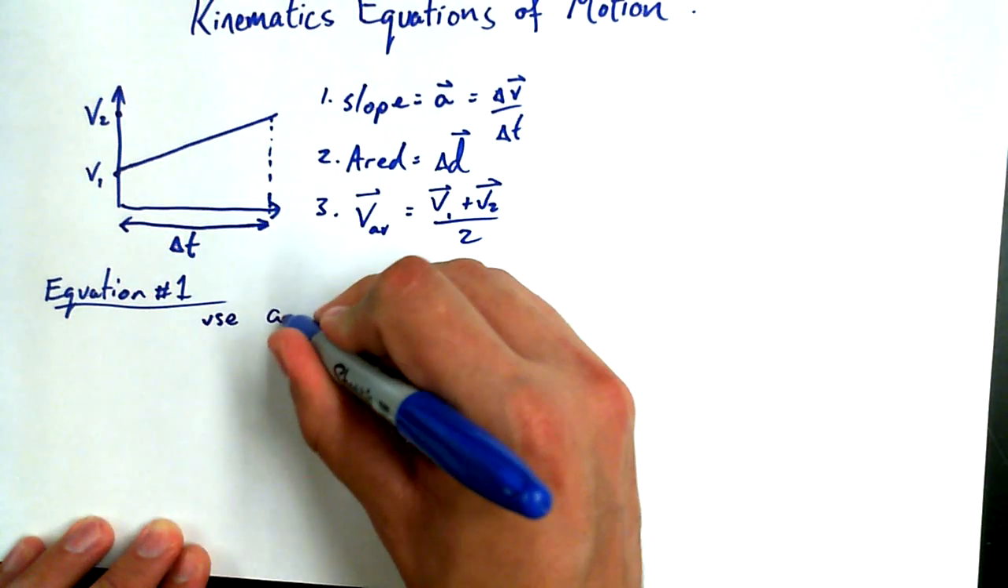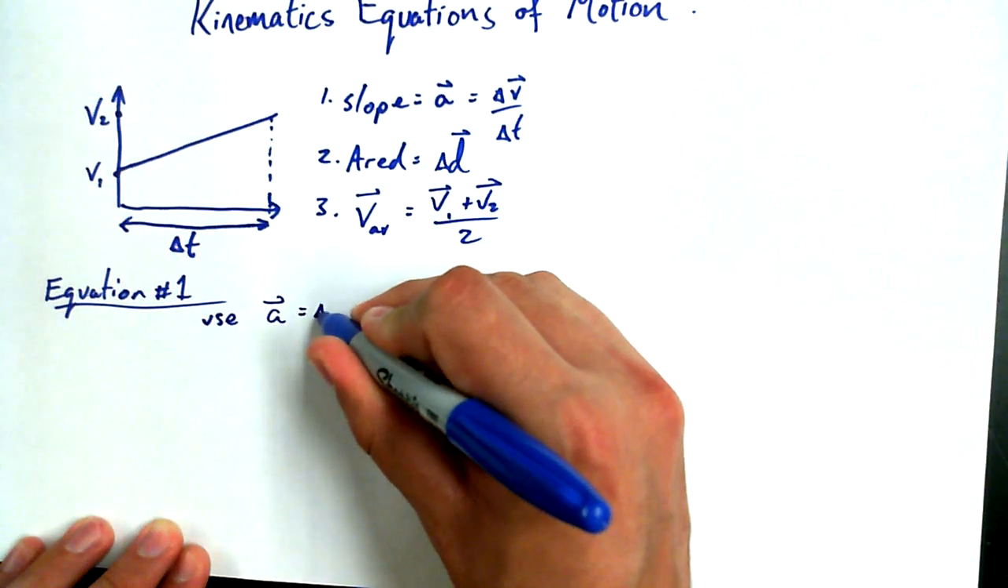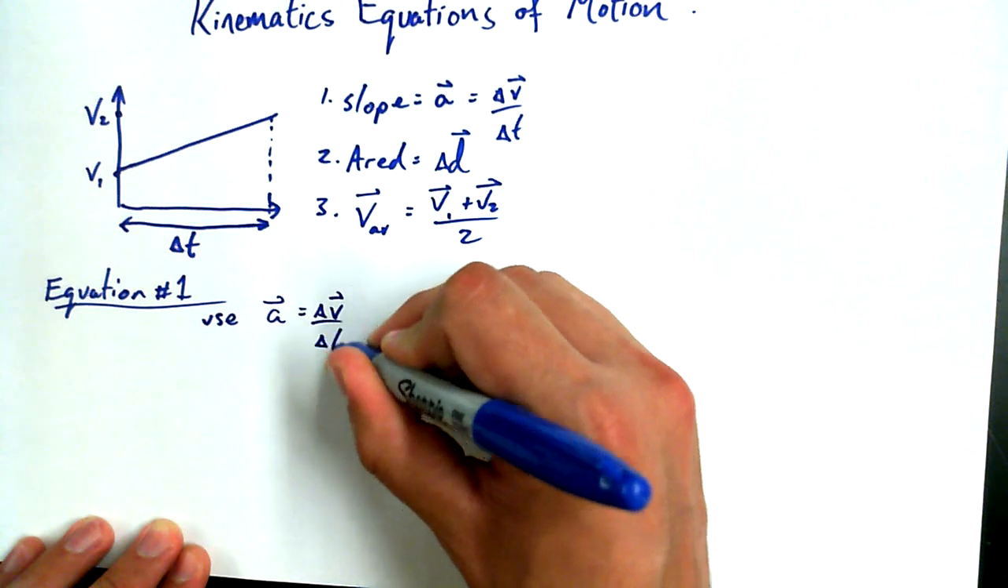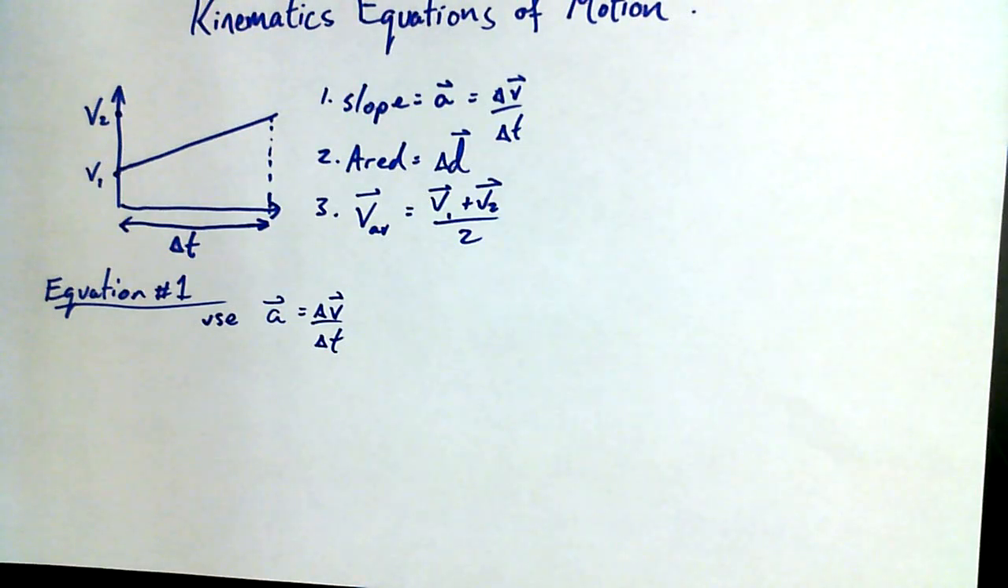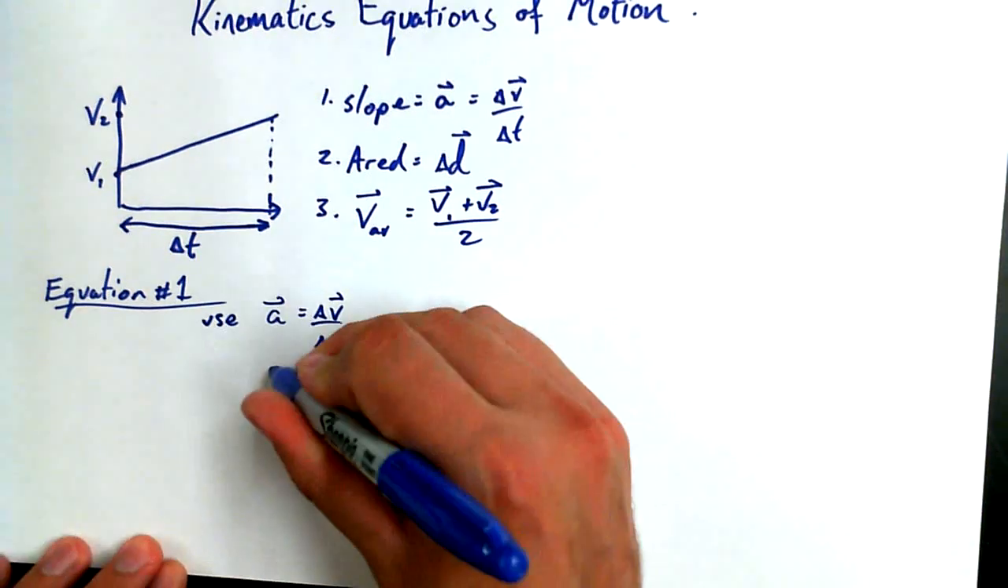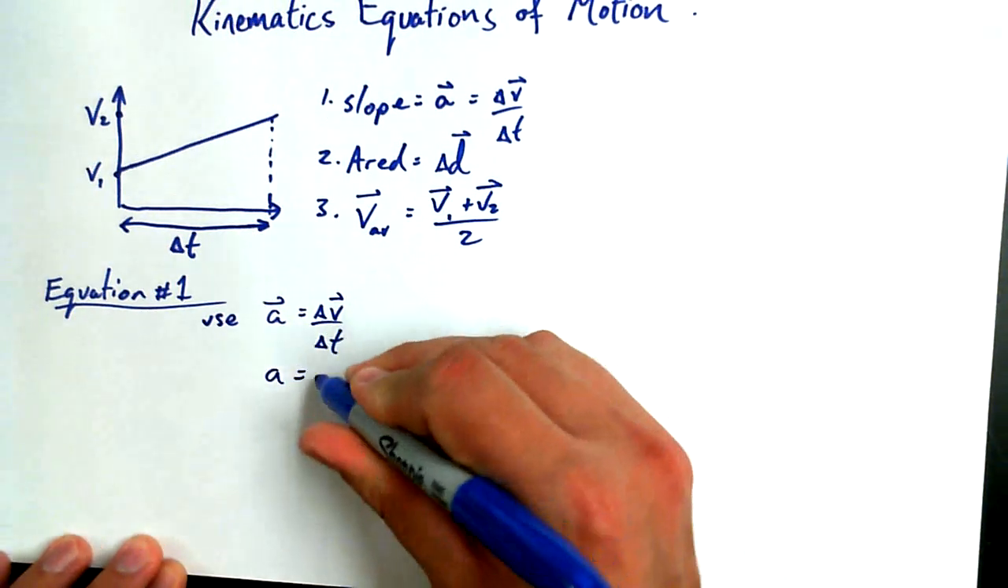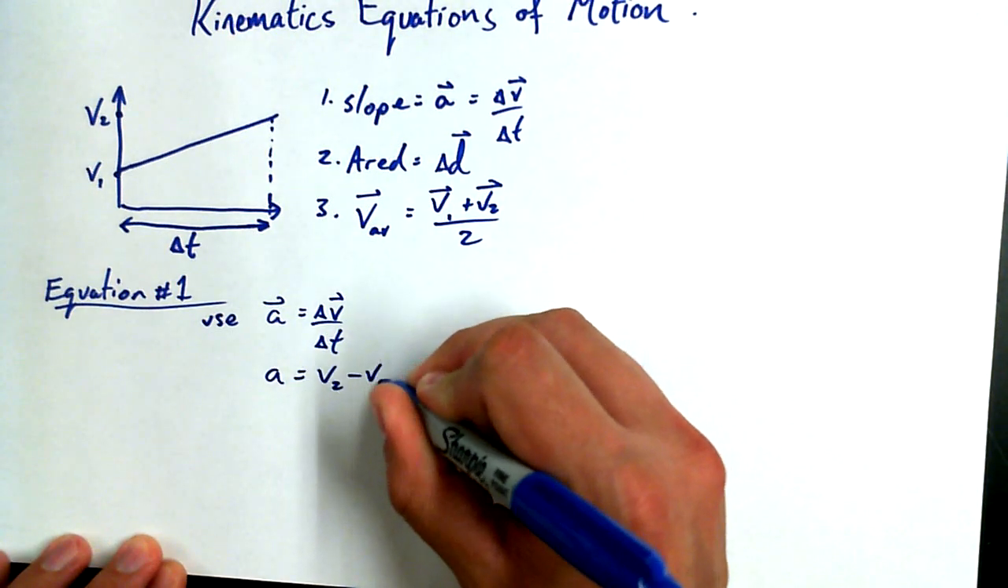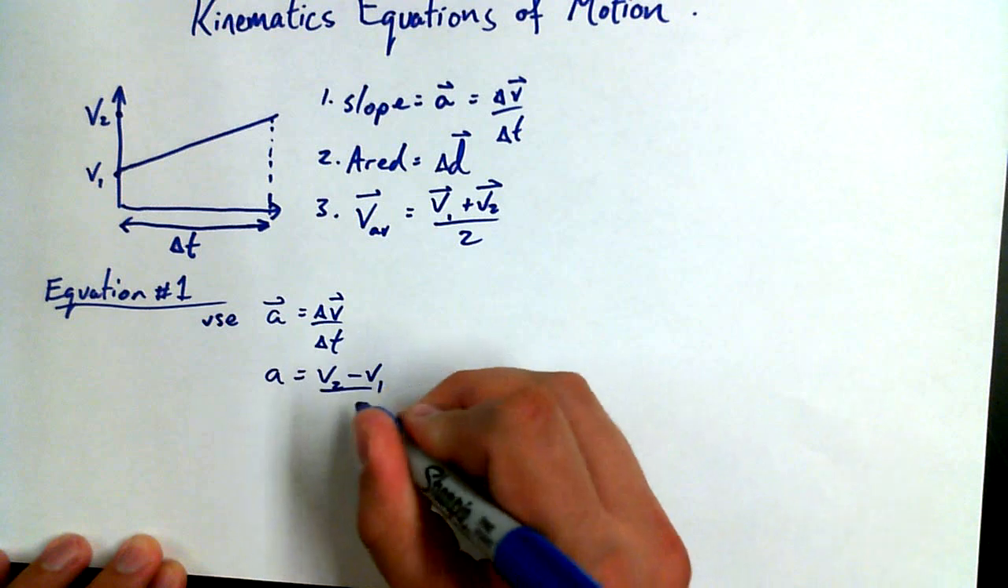I'd like to make use of this guy here. I said I wasn't going to do the arrows, but I feel compelled to. I can't help myself. And I'd like to expand out this delta V to write it in full. V2 minus V1 rather than delta V divided by delta T.